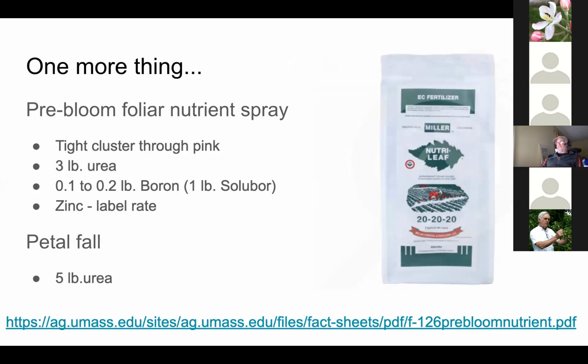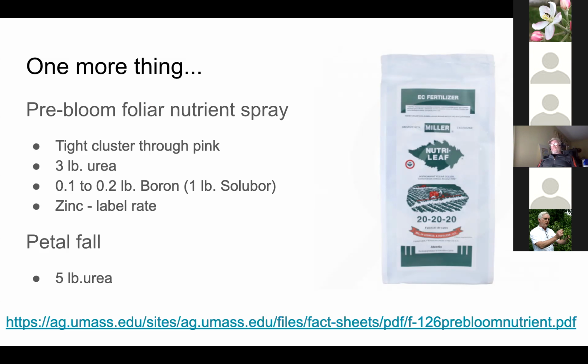One more thing, I wanted to just briefly mention this prebloom foliar nutrient spray. The tight cluster through the pink stage is a good time to be putting this on. It might be particularly useful where we've had long extended periods from green tip. Green tip, by the way, was about March 31st, so we're going on 1 month, and we're barely at tight cluster to pink. Sometimes we can get from green tip to petal fall easily within a month. But anyways, during these long extended periods, those spurs are running on just carbohydrate reserves. There's very little photosynthesis going on at this point.